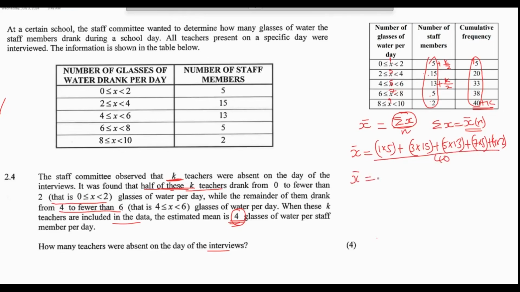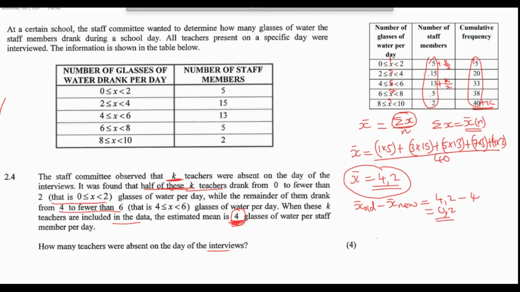If you calculate this mean here, you're going to find that the mean is 4.2. When the K staff members were absent, this was the mean. And then when they were brought in, the mean changed by 0.2. We have the old mean minus the new mean, which is 4.2 minus 4, which is 0.2.